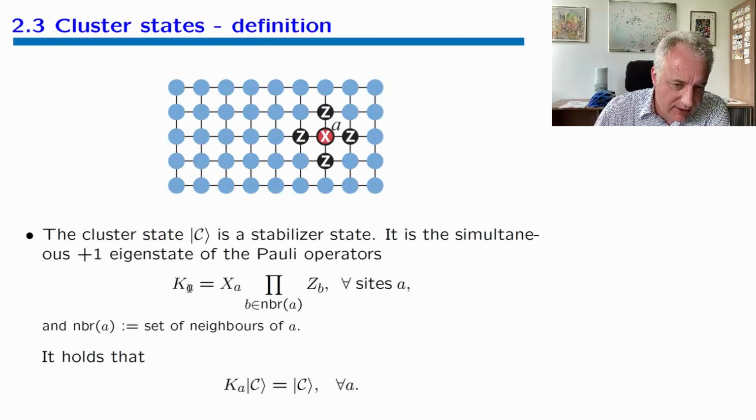So they come with a label A. A represents a site in the lattice, and the stabilizer generators have a Pauli spin flip sigma x on that site, and they have Pauli phase flips on all the neighbors. Yeah, so this is a stabilizer generator, so you can check that this thing commutes with all its translates. Yeah, so that is why these operators can generate a stabilizer.